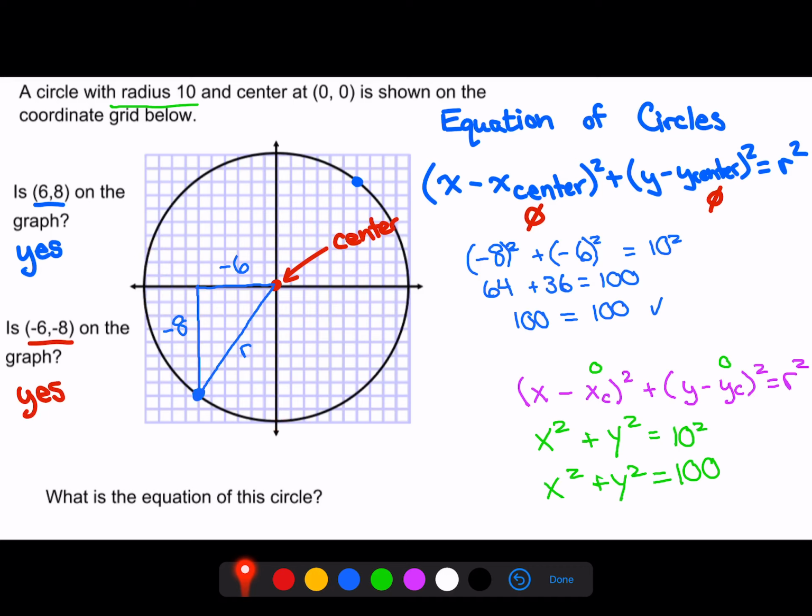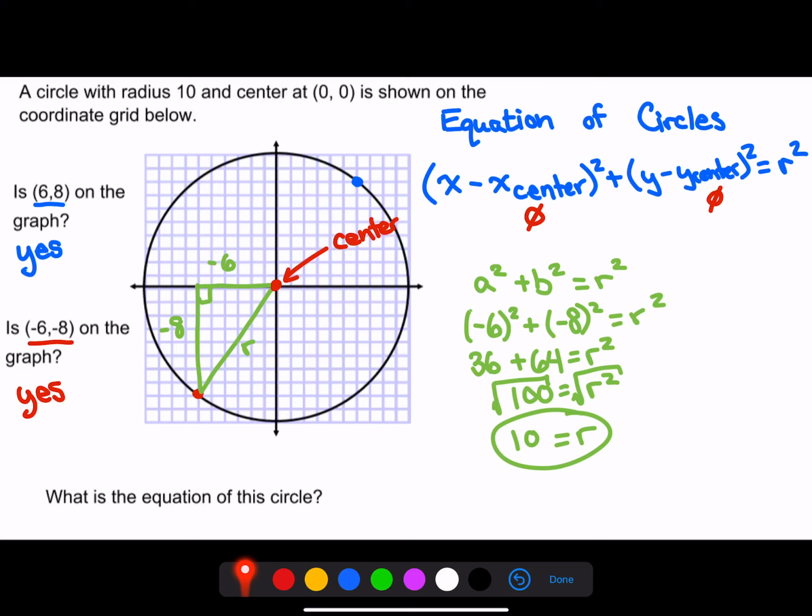So if our center is the origin, it'll always be x squared plus y squared equals whatever the radius is squared. That's our equation. So again, here's our radius.